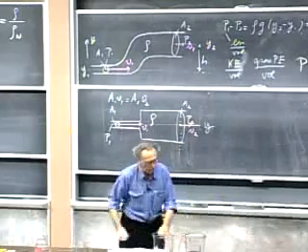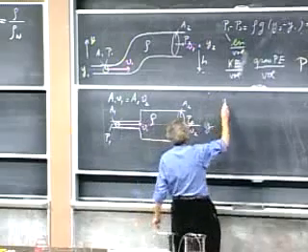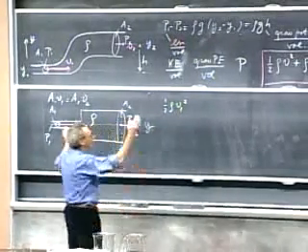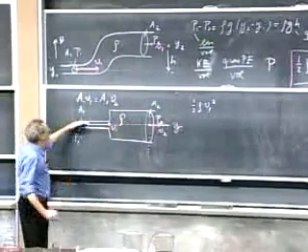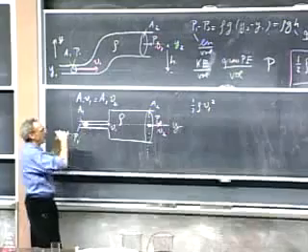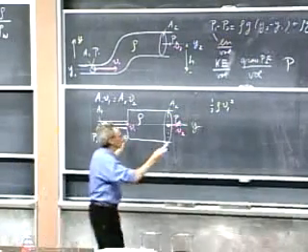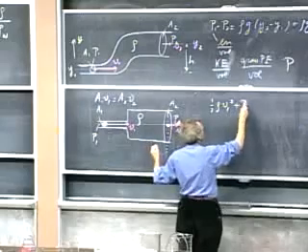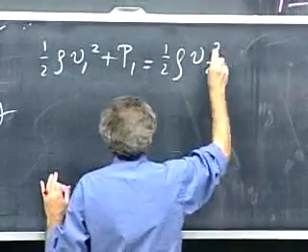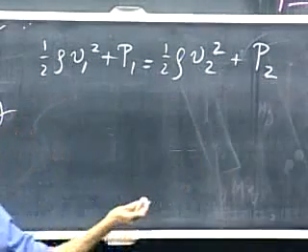Now, I'm going to apply Bernoulli's equation. The first term tells me 1/2 rho V1 squared. I can forget the second term because I get the same term here as there, since I measure the pressure here and the pressure there at the same level of y. So I can ignore the second term. Plus P1 must be 1/2 rho V2 squared plus P2. That's what Bernoulli's equation tells me.